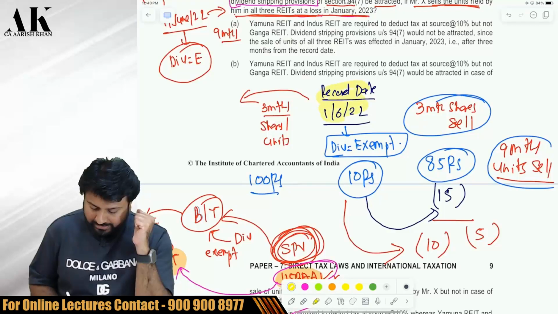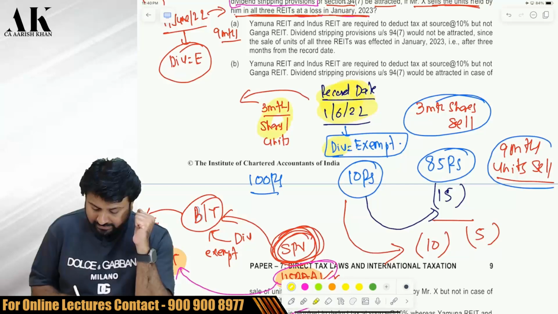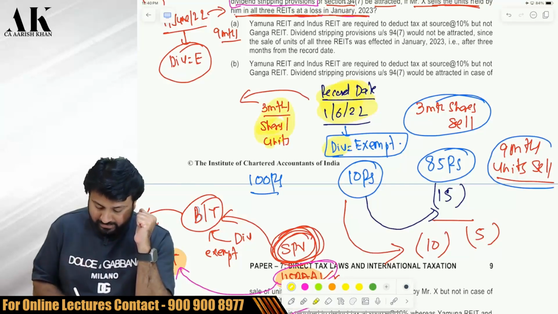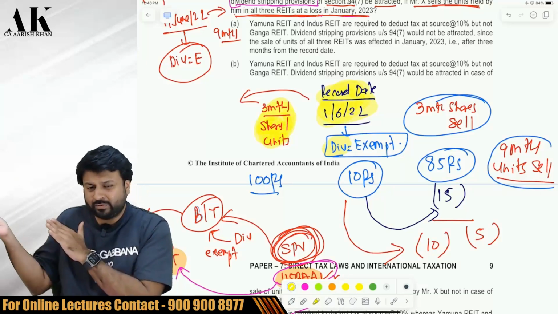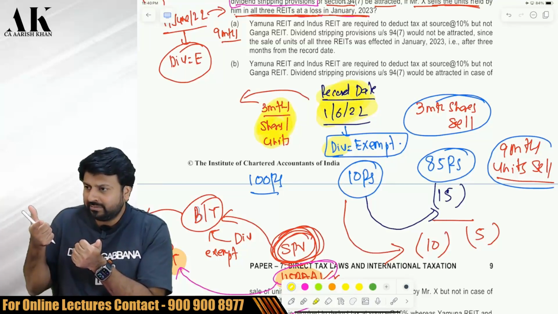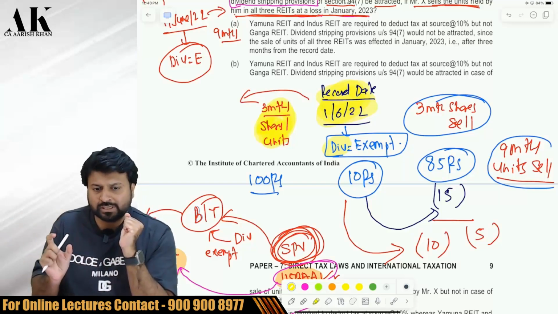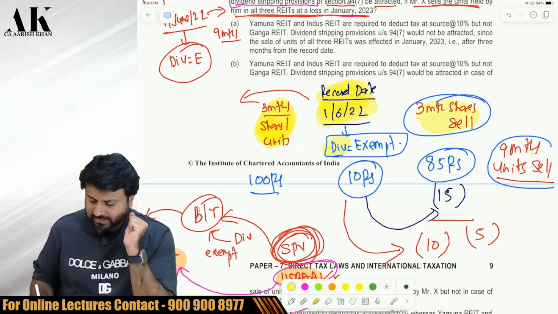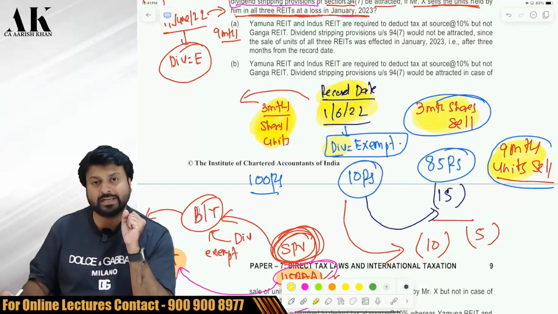Suppose this is the record date, that is the date on which the company is declaring dividend. Now, if within 3 months prior to this date you have purchased some shares or some units, say 1st June 2022 is the record date, then within 3 months before this date, that is March, April, May, in the last 3 months, if you have purchased shares or units, and if you sell these shares within 3 months and units within 9 months. So for purchasing both, the time limit is 3 months, but for selling shares, it is 3 months. For selling units, it is 9 months.